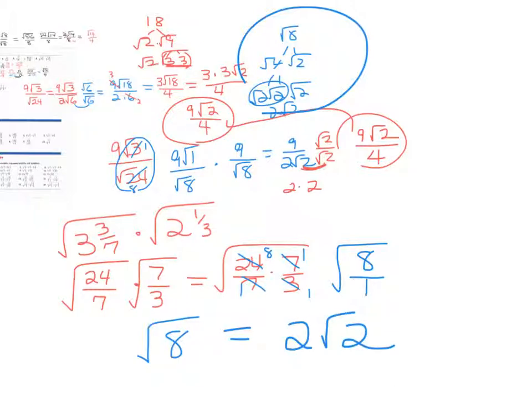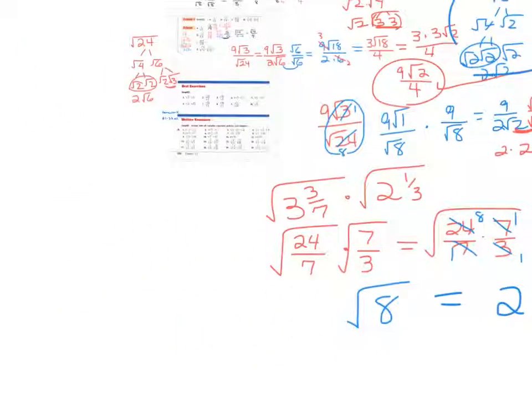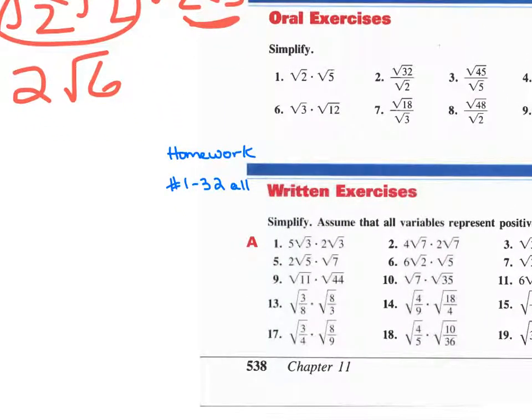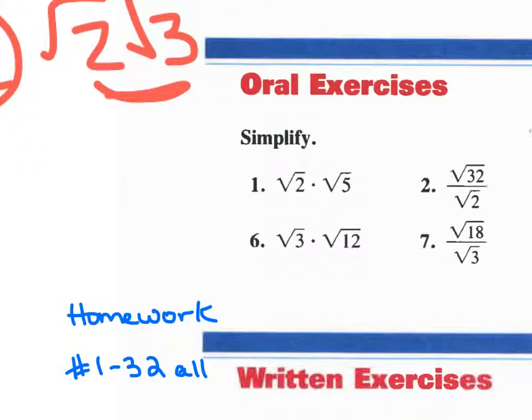Let me go ahead and do a couple of the oral exercises just so we can make sure we're good. And then I'll give you a few minutes to start looking at the homework. Okay, so your homework officially is 1 through 32 all. But just to show you a couple right here from the simplify. So here, you're multiplying 2 square roots. So both numbers are under the radical. So you would just do 2 times 5. And this answer would be the square root of 10.